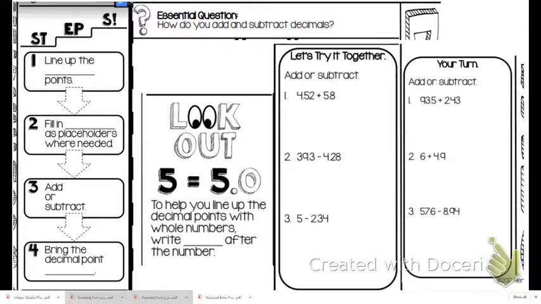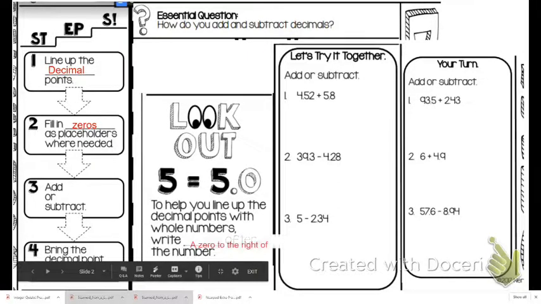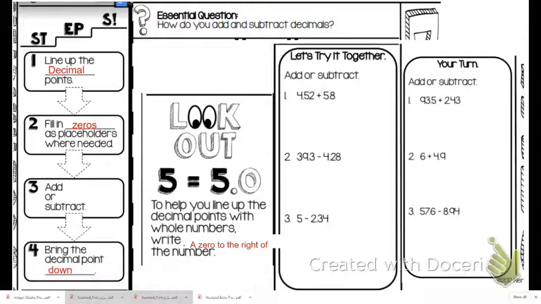All right, so to solve for adding and subtracting decimals, you line up the decimal points, fill in zeros as placeholders where needed, add or subtract like normal, and then bring the decimal point down. And then be careful, because if it's a whole number, the decimal and the zero are going to go to the right of the number. So like in that example where it says look out, that's where your decimal would go.